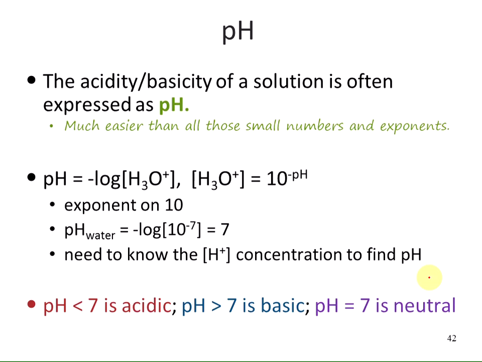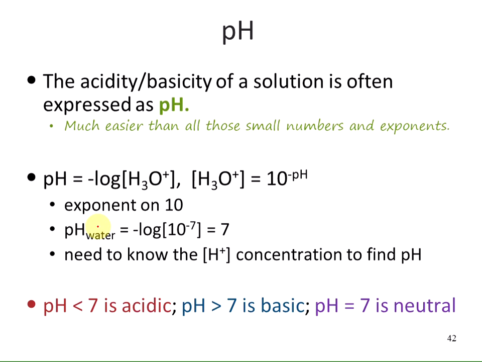So the acidity or basicity of a solution is often expressed as pH because it's much easier to report a pH of, say, 7 or 8 than looking at all those small numbers with the exponents. So a pH is equal to the negative log of the hydronium concentration. And if you need to find the hydronium concentration, it is equal to 10 raised to the negative pH. So this is the way to get the hydronium concentration if you're given the pH. But if you're given the hydronium concentration, you take the negative log of it to get the pH. And the exponent that we're using is base 10.